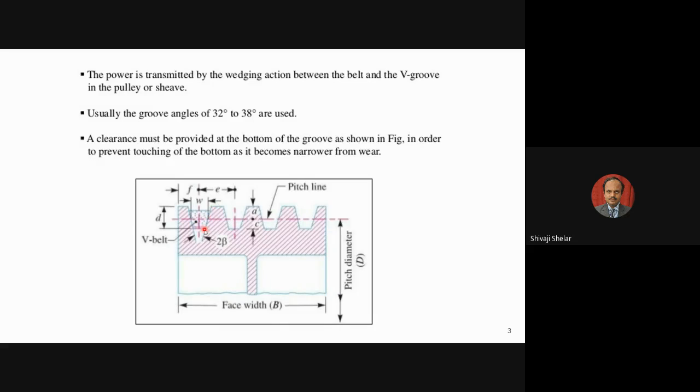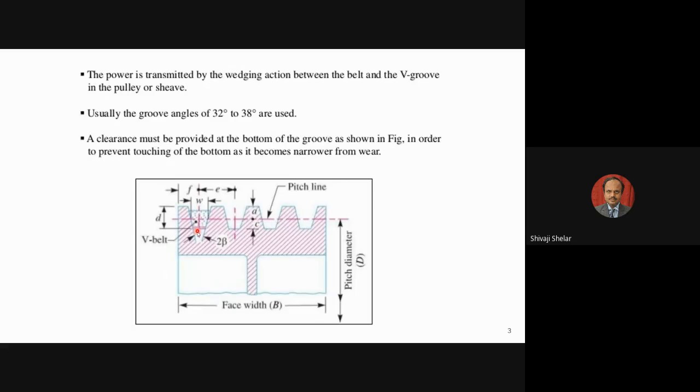Only the side surfaces should touch each other. Special care has to be taken when we are selecting the groove width as well as the belt width. The top width of the belt should lie below the top surface of your V pulley. This is the top surface of the V pulley, and this is the top width of the belt. So that top width of the belt should be below the top of the V groove.